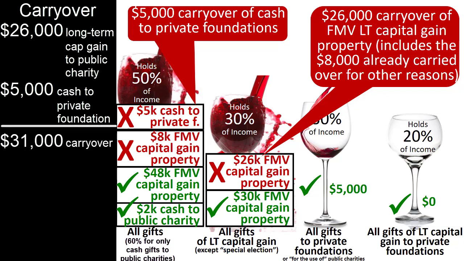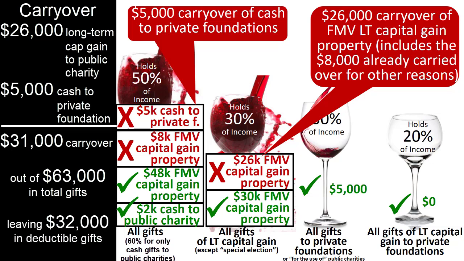Thus, $31,000 of charitable deductions in total must be carried forward into future years. The donor made a total of $63,000 of deductible charitable gifts, and $31,000 must be carried forward into future years. As a result, only $32,000 may be deducted this year.